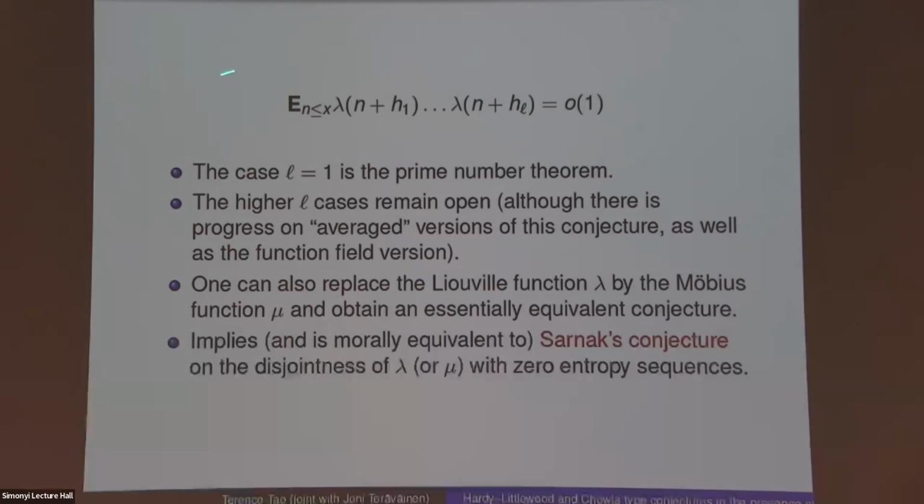And it's connected to a couple of other conjectures. I'll just mention that it implies a well-known conjecture of Sarnak, that the Liouville function should be disjoint from all zero entropy sequences, asymptotically orthogonal. And actually, if you do enough averaging, they're actually equivalent. All right. Okay, so this is the Chowla conjecture.